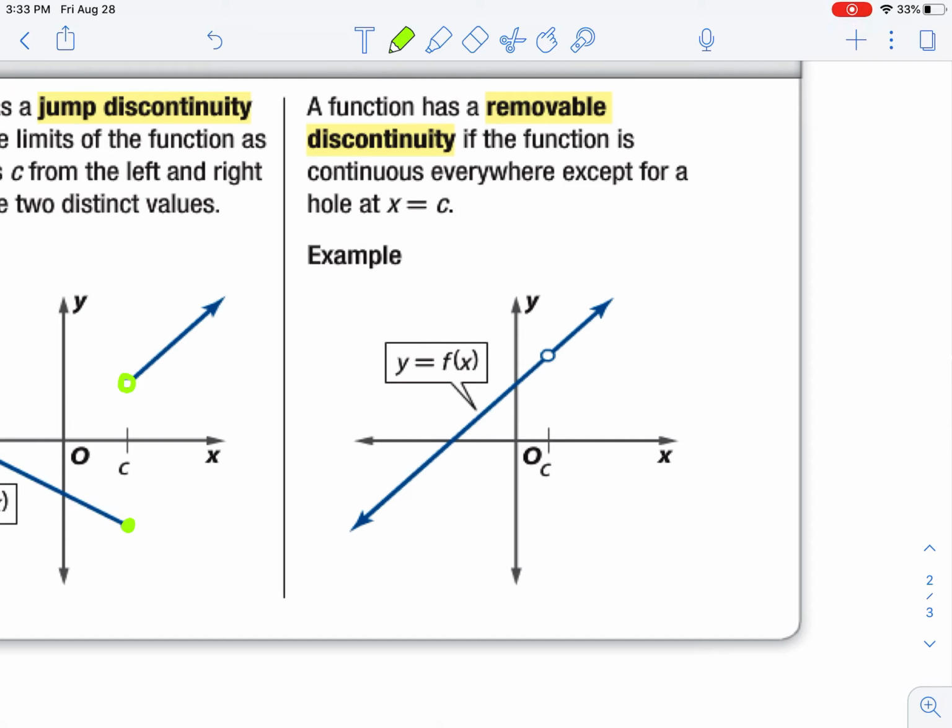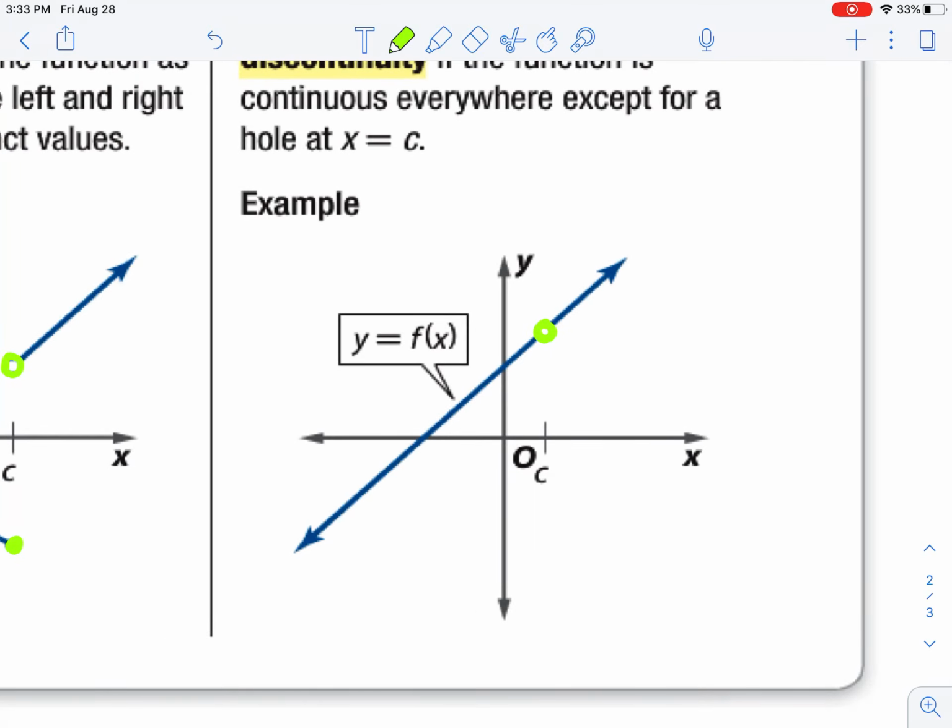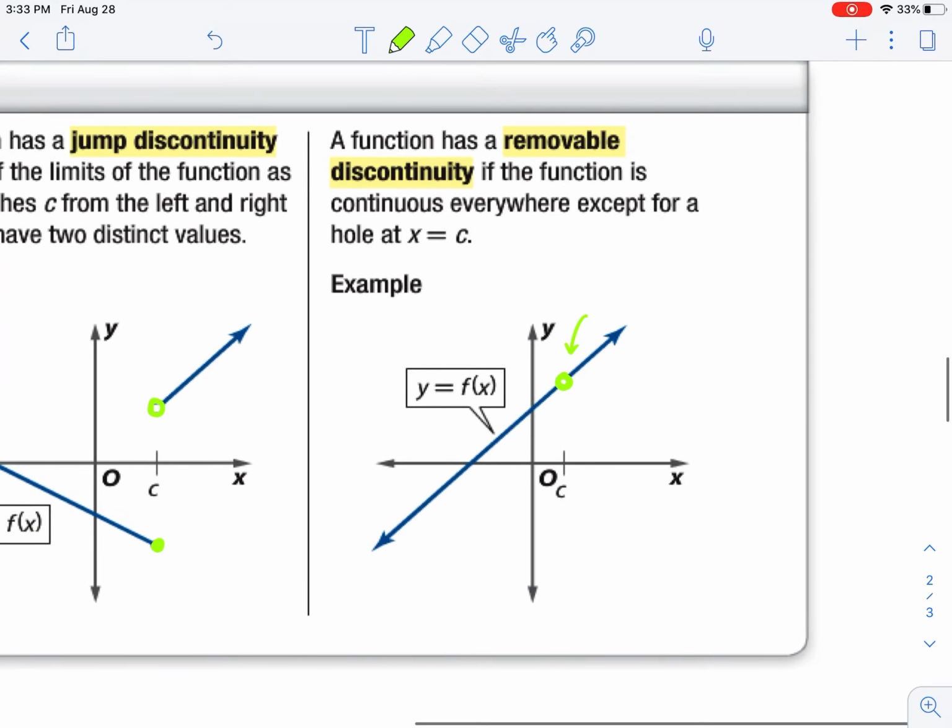The last type of discontinuity is a removable discontinuity. That is when you have just one point in the graph missing, so that if you colored in that point, the graph would be continuous. Okay, so that's called a removable. If it wasn't removed, then it would be continuous. So removable. Now, I know that this is called a hole, but don't call it a hole discontinuity. It's called a removable discontinuity.